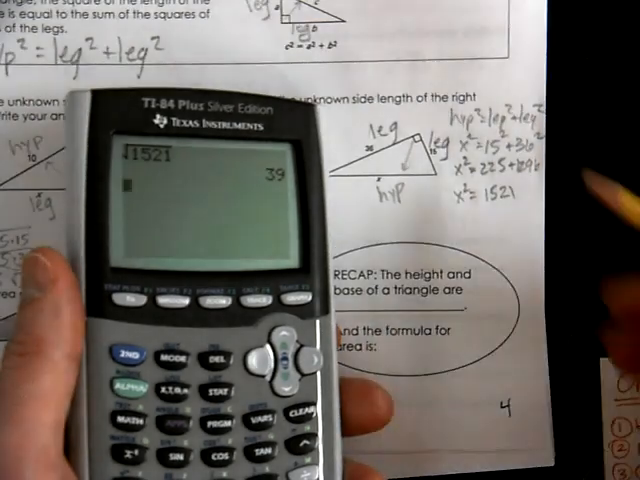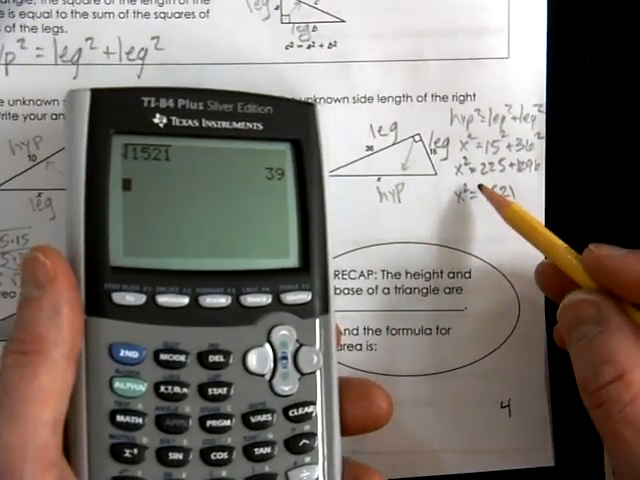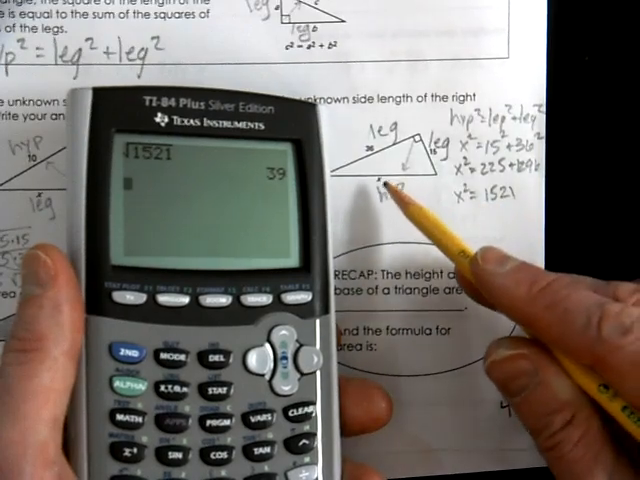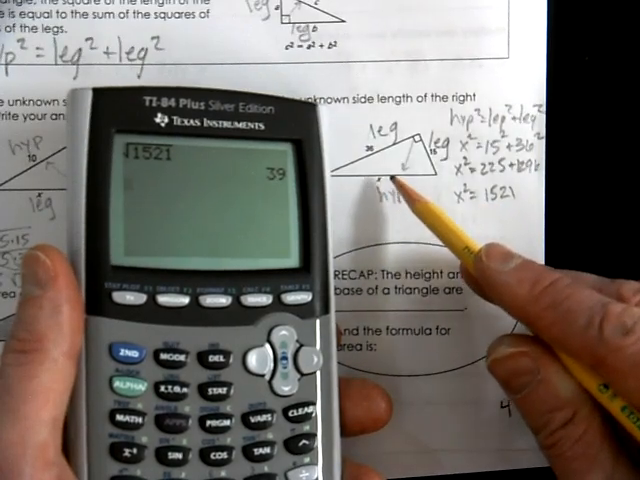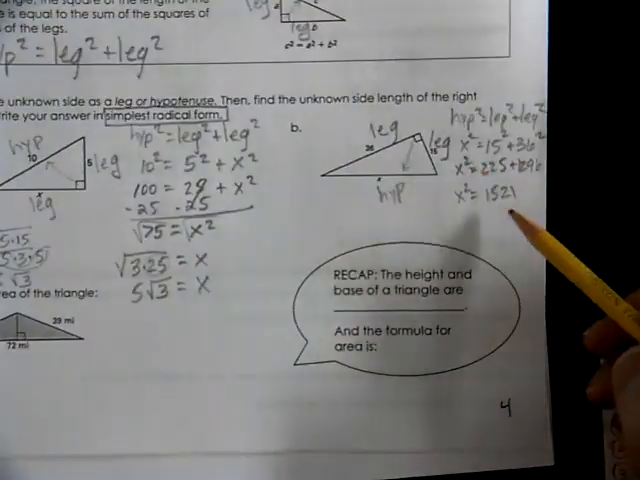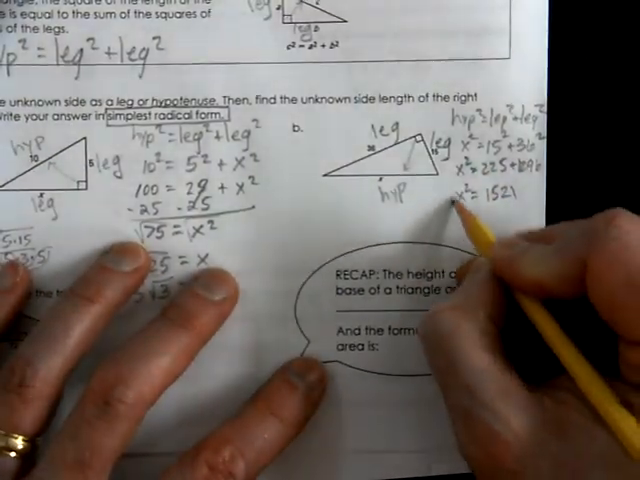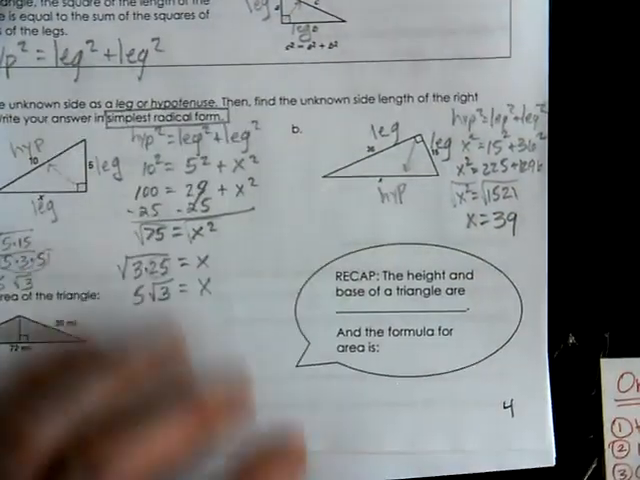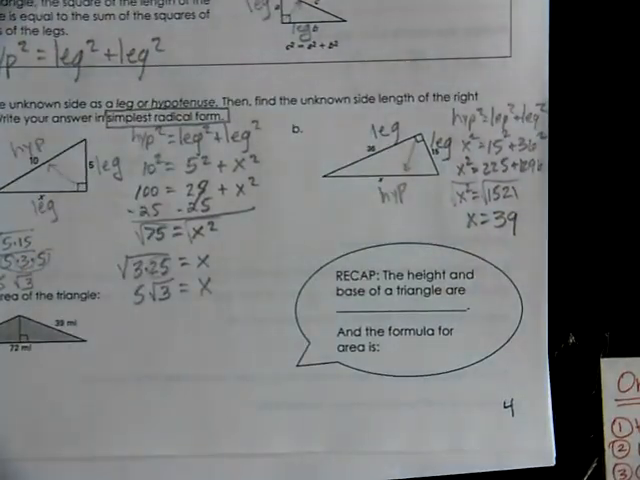Because you took the square root to get rid of the square. 39 times 39 would be 1521, so x has to be 39. When you take the square root of both sides, 39 is our value.